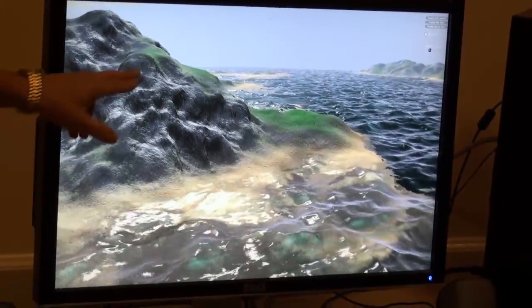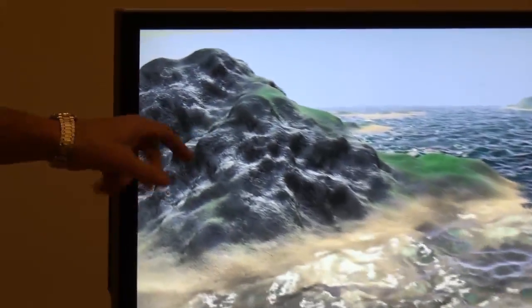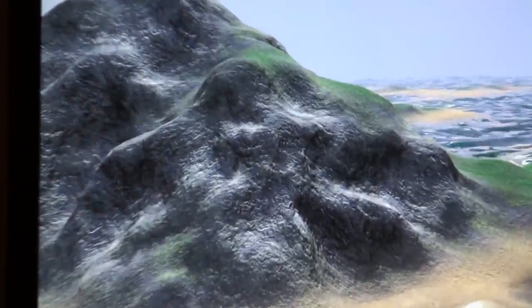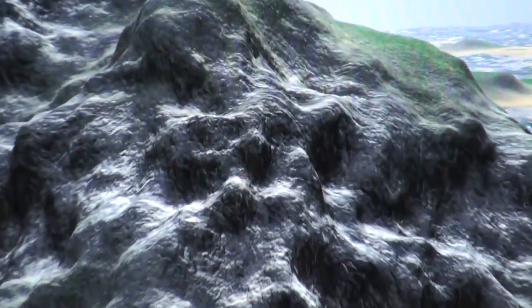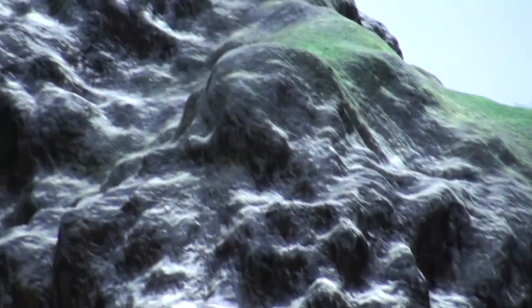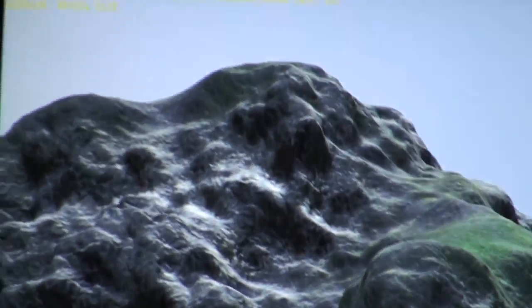I'll also add, obviously, this terrain is being tessellated as well. So we've got displacement mapping being applied, some sophisticated shaders with bump mapping as well. Obviously reflections, refraction going on. There's a lot happening in this image.